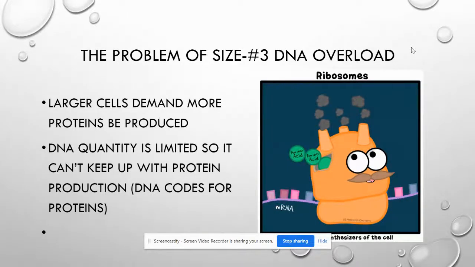And finally, the problem of size number three is DNA overload. So larger cells will demand that more proteins be produced because they need to take care of more things. But remember, each cell only has one copy of its DNA. And the DNA is the instructions for making proteins. So if there's only one copy of DNA, which are the instructions to make proteins, but we need a lot more proteins because we're too big, then the DNA is going to be overloaded, and it won't be able to keep up with protein production.